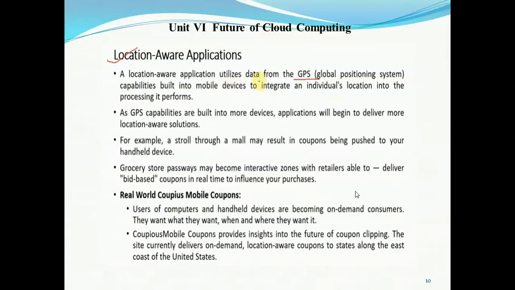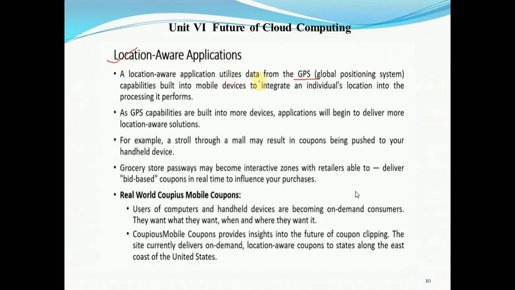Location-aware applications. A location-aware application utilizes data from GPS, the Global Positioning System, capabilities built into mobile devices to integrate an individual's location into its processing. As GPS capabilities are built into more devices, applications will begin to deliver more location-aware solutions. For example, a stroll through a mall, that means when we are roaming in a mall, may result in coupons being pushed to your handheld device. That is how a location-aware application works.